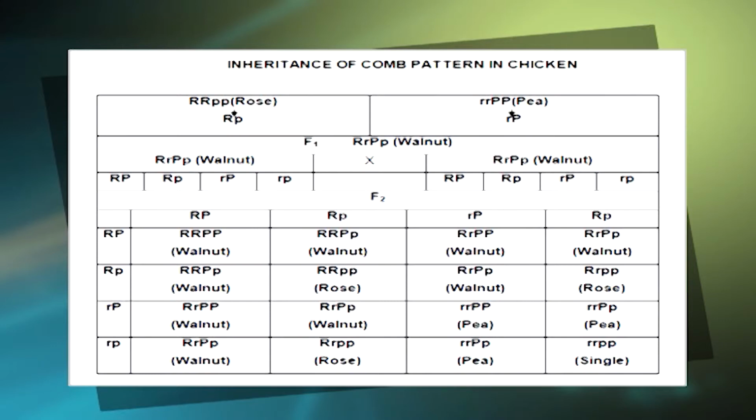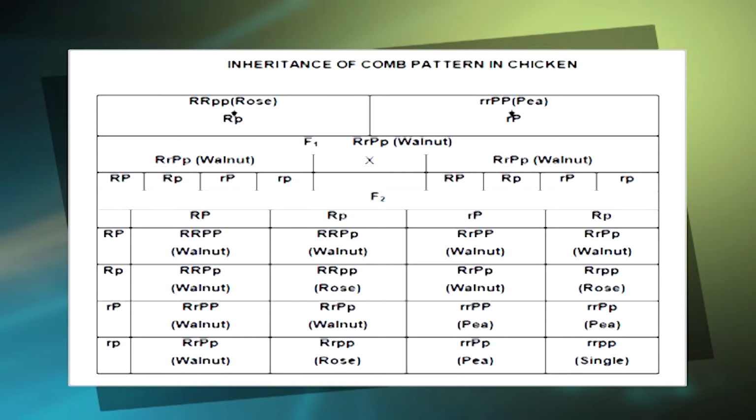In the heterozygous state, both the P comb gene and the Rose comb gene can express themselves. That is, only one copy of the Rose comb gene or the P comb gene is sufficient for that type of comb to occur. Therefore, both genes in this case act as dominant genes.